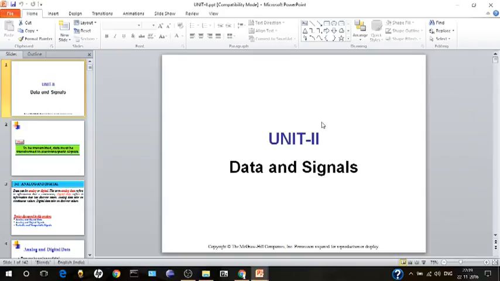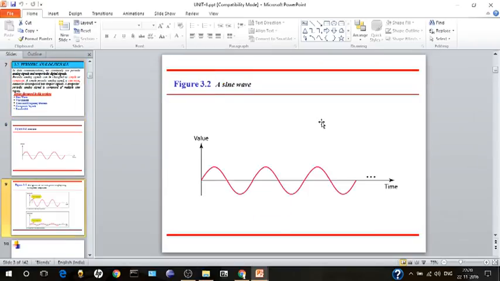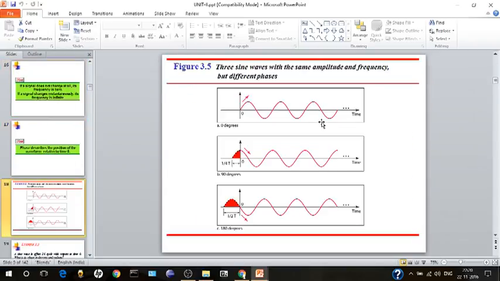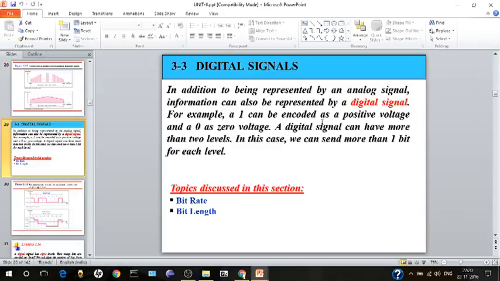As you know, the second unit is data and signals. Data can be digital or analog. Analog refers to information which is continuous. So let's first deal with digital to digital conversion, as it is more important than analog to digital. In today's technology we mostly use digital. No one likes analog, no one has the time to waste on analog.